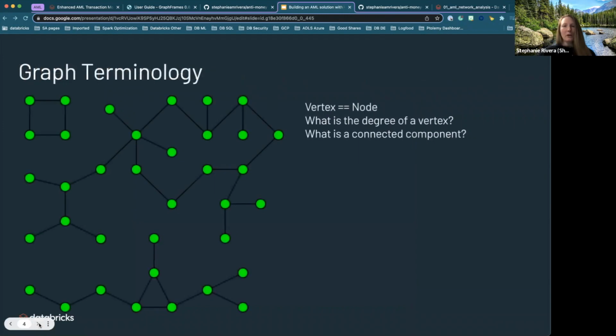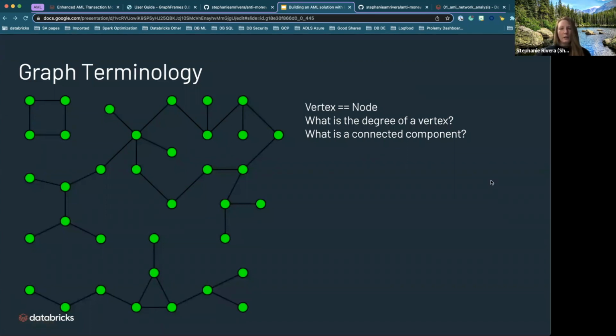Okay, so as I mentioned earlier, we'll be talking a little bit about graph theory, specifically using a library called GraphFrames. So I just wanted to get clear on some graph terminology before we get started. A vertex is a node or a green dot on the screen here.